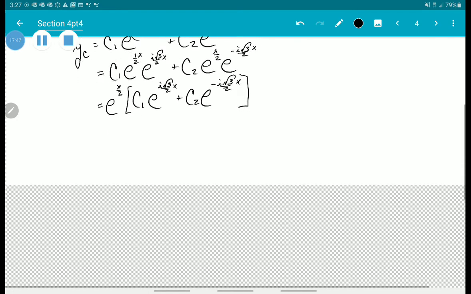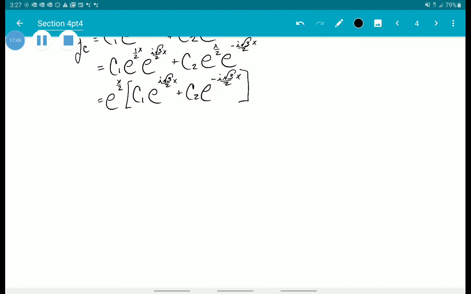Now we can apply Euler's formula. So we're going to have c1 times, this is cosine of square root of 3 over 2 x.